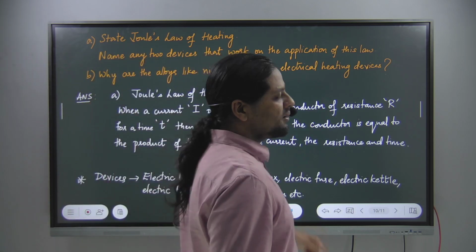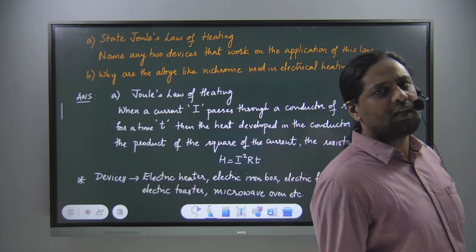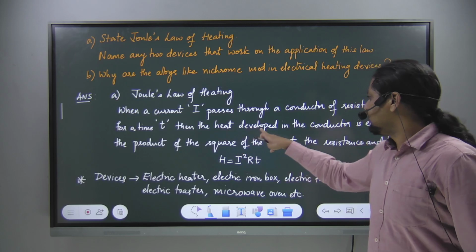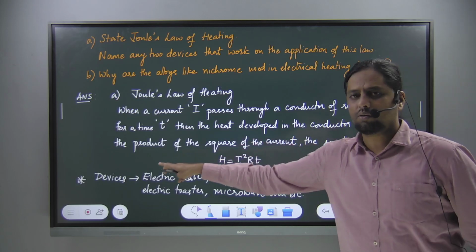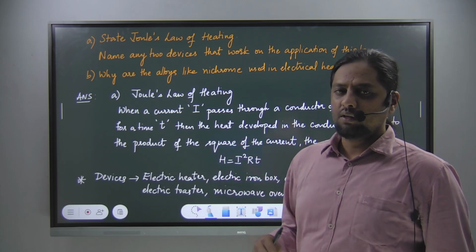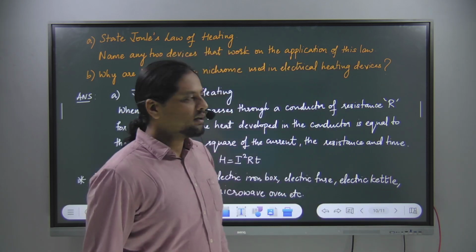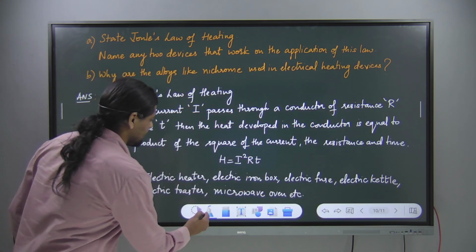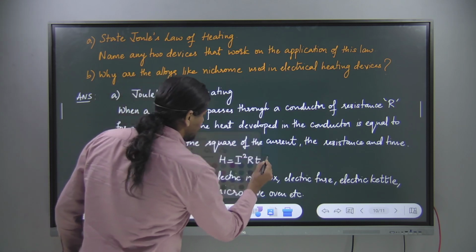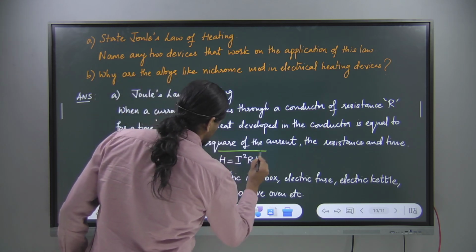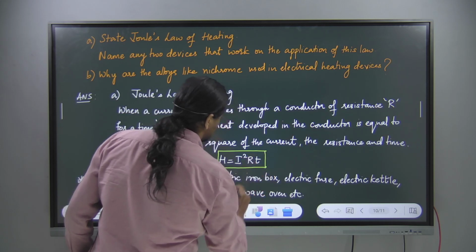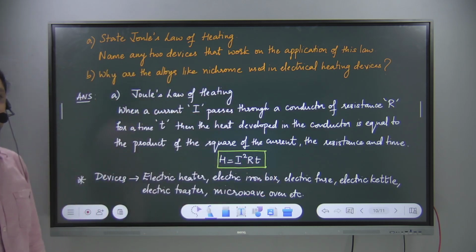Then the heat developed in the conductor will be equal to ಎಷ್ಟು heat amount generate ಆಗಿದೆ ಅಥವಾ produce ಆಗಿದೆ, the heat developed in the conductor is equal to the product of square of the current, the resistance and the time. So we can clearly see in the formula H is equal to the product of square of the current, which is I square, into R, which is resistance, into time T. This is Joule's law of heating.